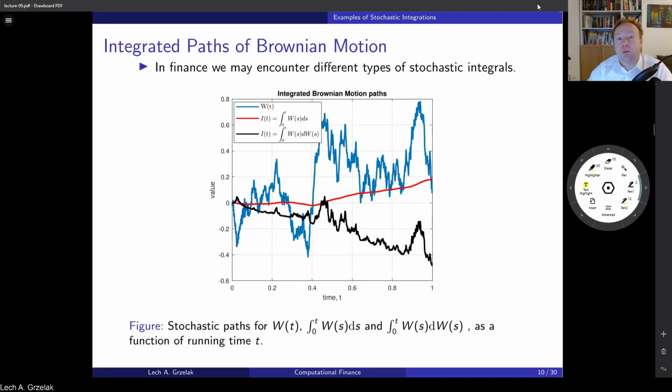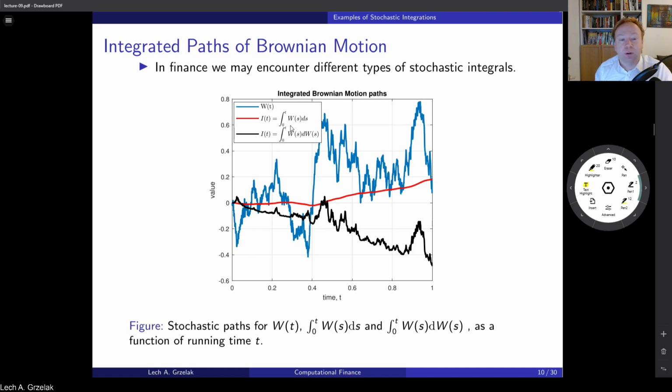In finance, we have to deal with stochastic integrals on a daily basis. There are different types of stochastic integrals. In this part, I would like to bring you some possible examples of integrations that you may encounter. Here we have a case where we have a Brownian motion, W(t). This is the blue line, a Brownian noise.